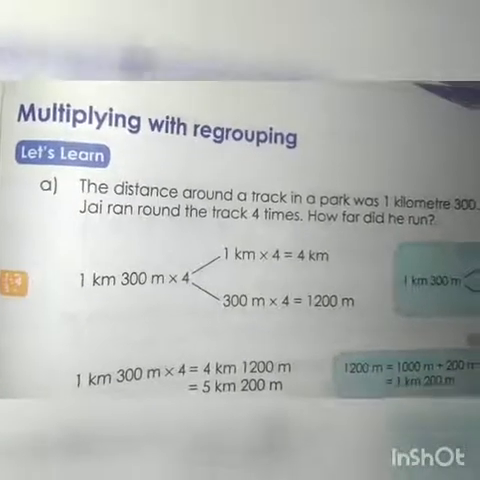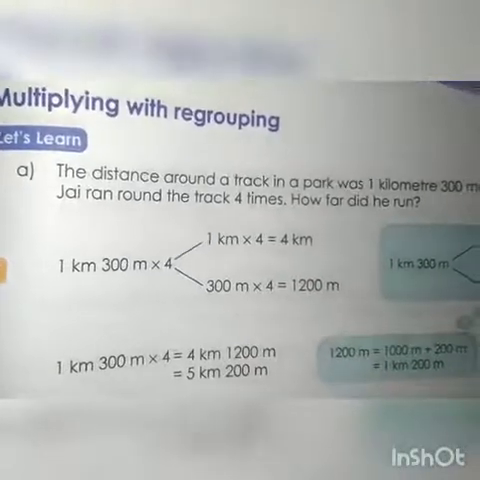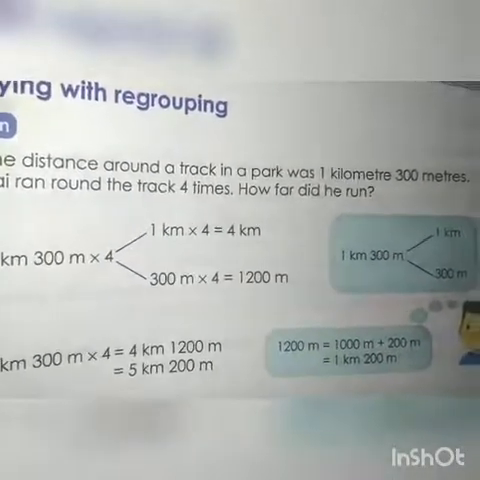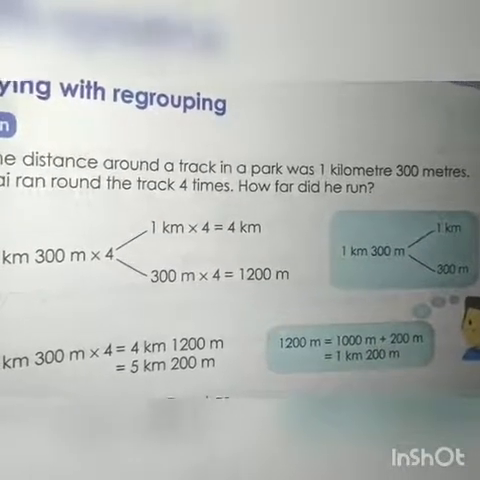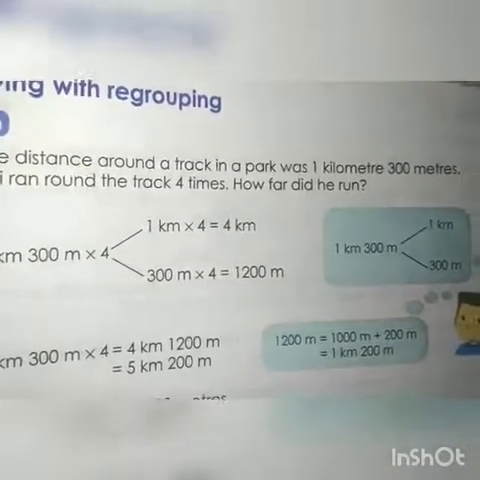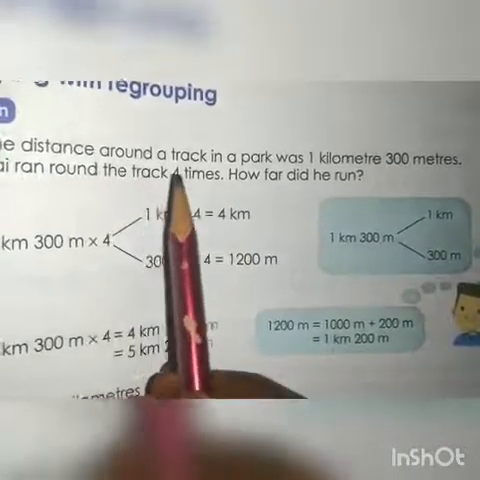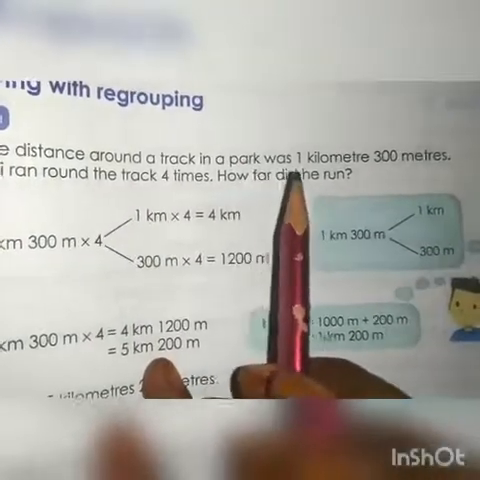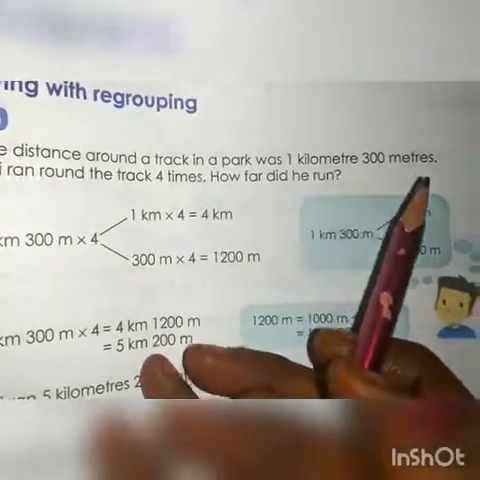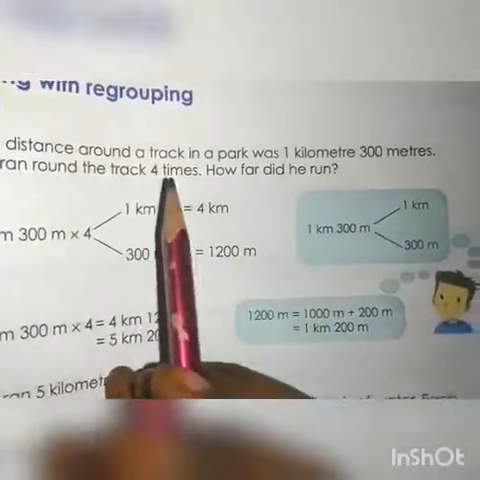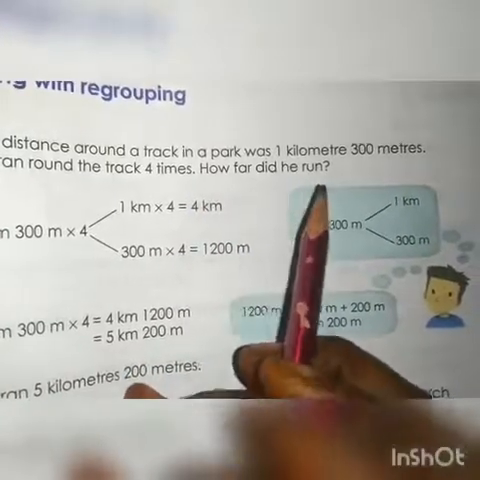Next topic is multiplying with regrouping. Previously we have done multiplying without regrouping for measures. Now we are going to use multiplying with regrouping for measures. Listen to the problem. The distance around a track in a park was 1 kilometer 300 meters. Jay ran round the track 4 times. How far did he run?